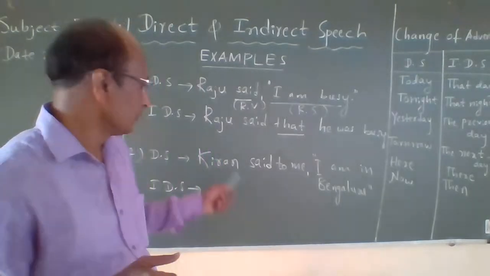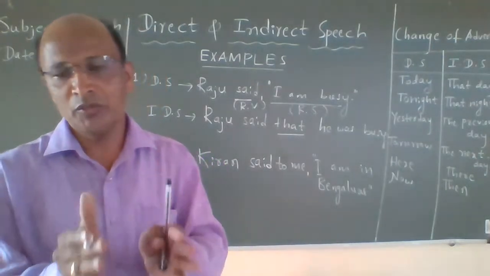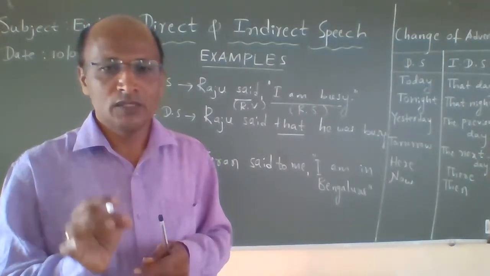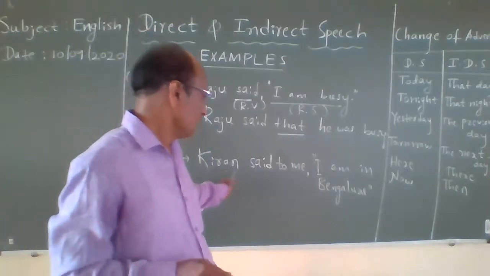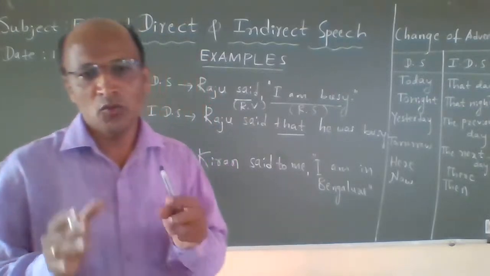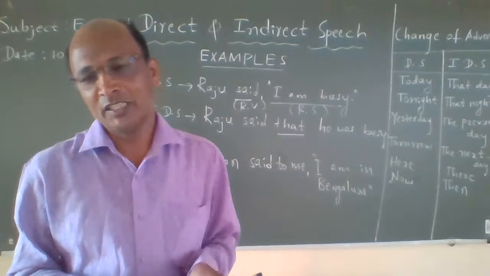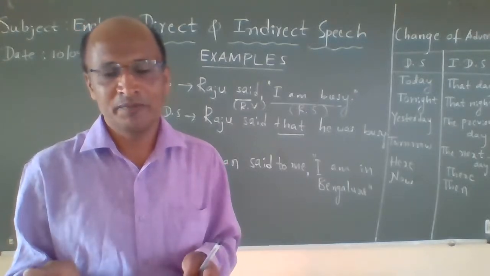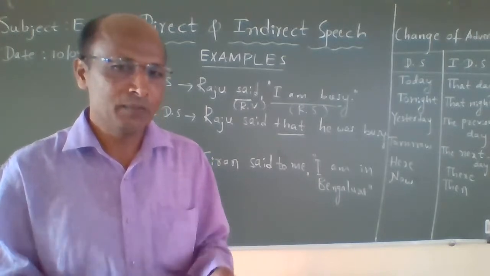Okay, so Kiran said to me. Instead of said to me, we have to use the verb told. Kiran told me, not said to me. While changing direct speech into indirect speech, said to is changed to told. Kiran told me. What did Kiran tell me?